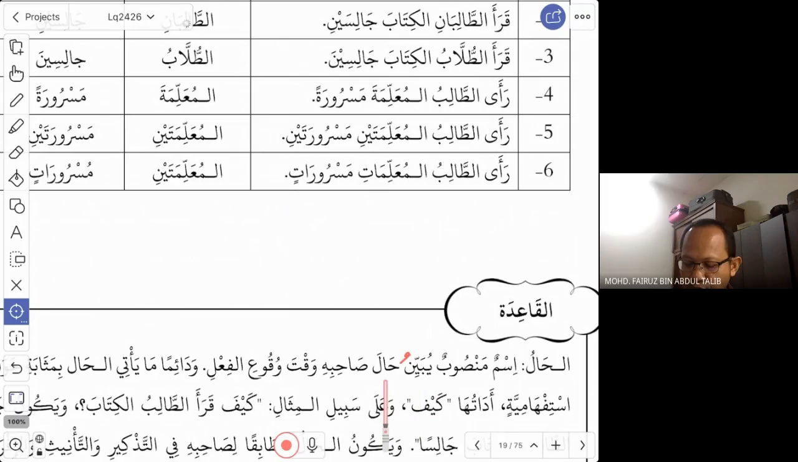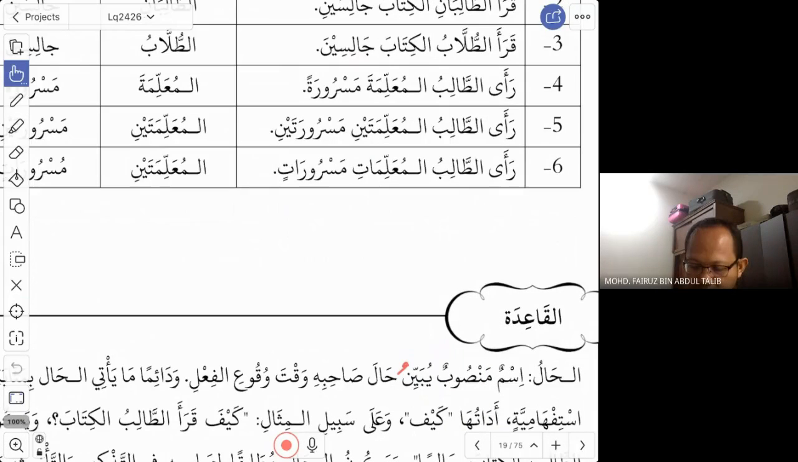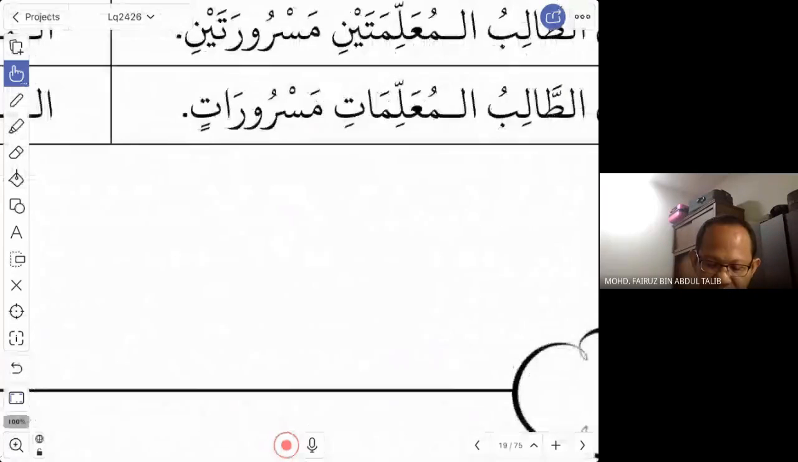Yubayyinu hal, we have also explained this. It explains the hal when something takes place. Now we move on to this part, mansub. In order for us to look at this mansub, we need to do some revision on the topic of mansub.